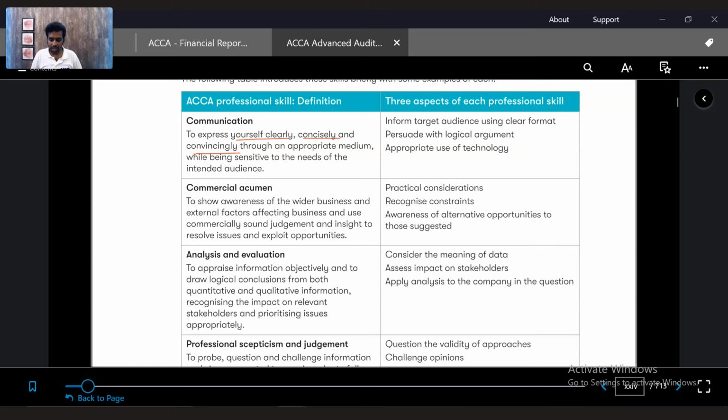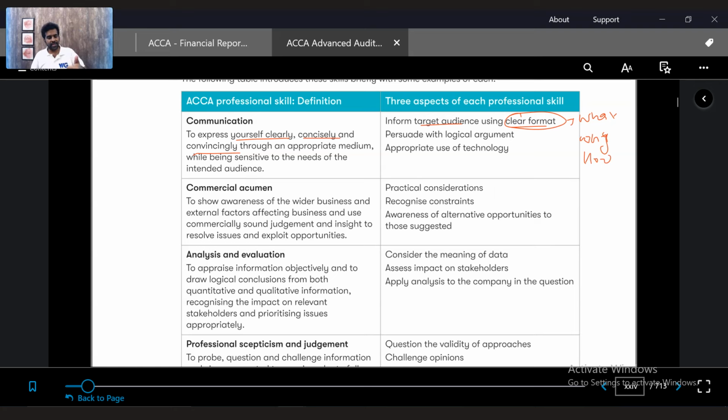Lack of communication can confuse the target audience. What are you trying to achieve? And if you say something half-heartedly, an examiner will not understand what you're trying to explain. So it is very important that you inform the target audience with a clear format. Like the format that I follow to always write your answers is just this 3: what, why, and how.